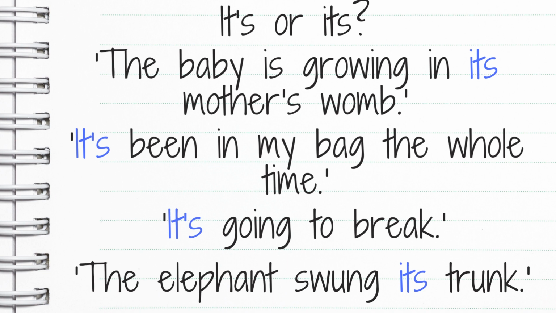Second one, it did make sense with "it has been in my bag the whole time." Again, "been" is the telltale sign of past tense. "It's going to break" is "it is going to break." That was our contraction. "The elephant swung its trunk" is the possessive. The trunk belongs to the elephant. The sentence wouldn't have made sense had it been "the elephant swung it is trunk" or "the elephant swung it has trunk." It does not make sense, so it is not the contraction.